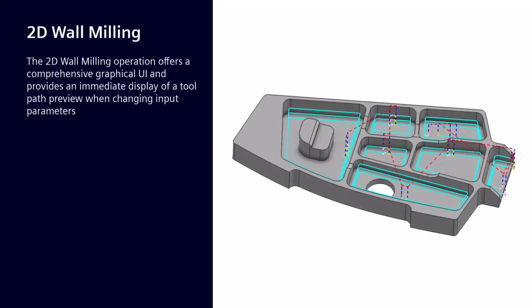The 2D wall mill operation expands on the previous wall profiling operation and improves ease of use and performance. It offers a comprehensive graphical UI and provides an immediate display of a toolpath preview when changing input parameters. This way, the user does not have to rely on the final toolpath results to adjust the operation parameters.